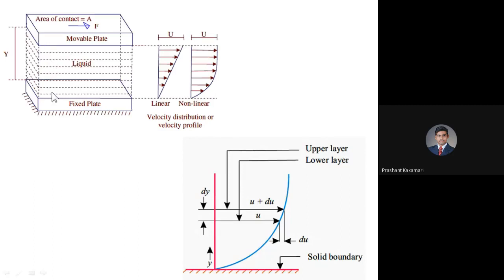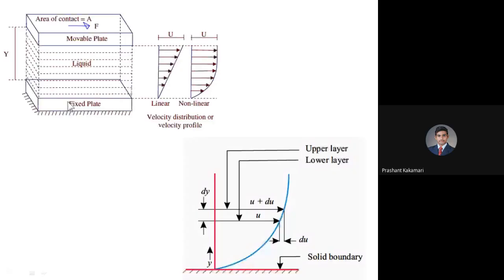In between, all the layers are rubbing against each other to overcome the molecular or cohesive forces. To overcome that cohesive force, we need to apply this external force. The force also depends on the surface area, the area of the moving surface in contact with the liquid. As the area increases, the force also increases because the surface area will be more. If the surface area in contact is less, then the force required will be less.